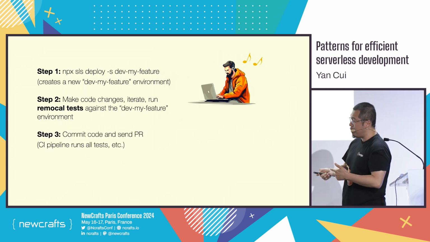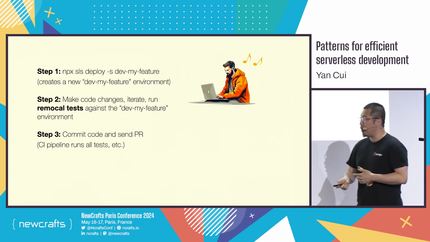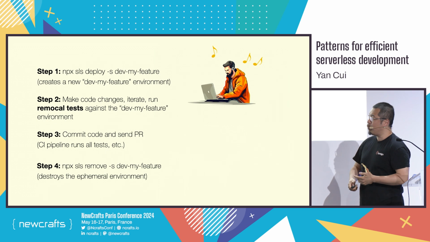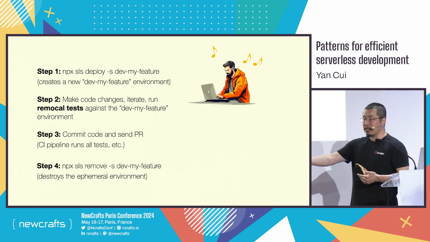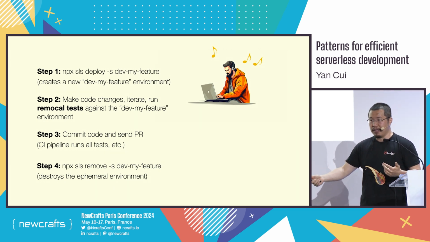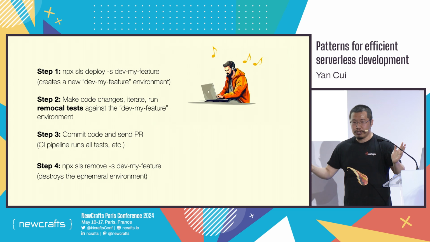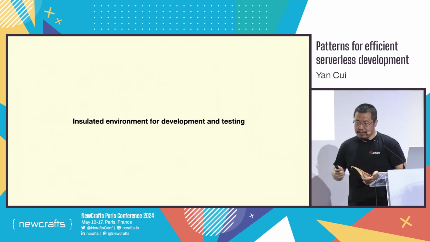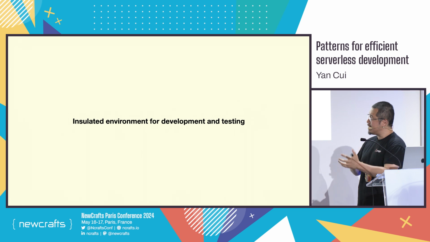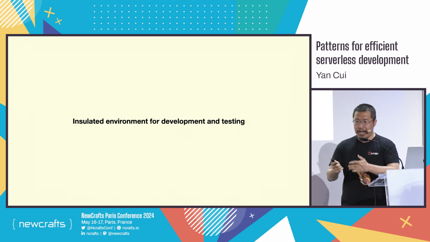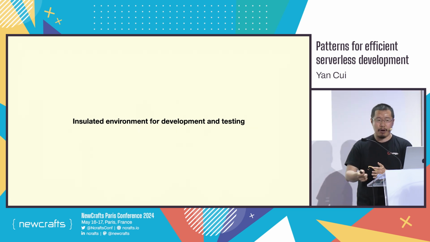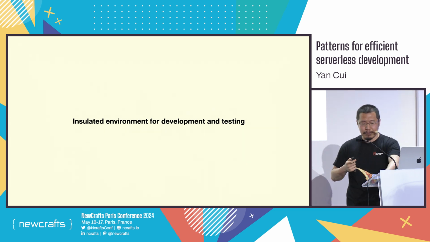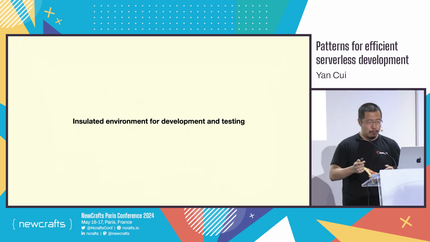Until I'm happy with my code changes, then I'm going to submit my PR, and the CI/CD pipeline is going to run all of my tests. And once I'm done, I can just run the opposite command to remove the temporary environment. That way, once I'm done with this feature, the environment is gone as well. The nice thing about this approach is that it gives me an insulated environment for my development work, for every single branch and feature I'm working on, or for every developer, so people can work on the same code base simultaneously without stepping on each other's toes.